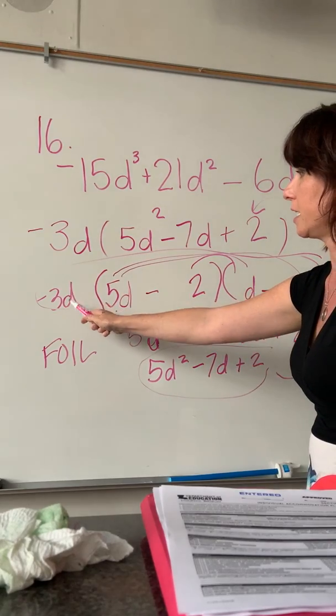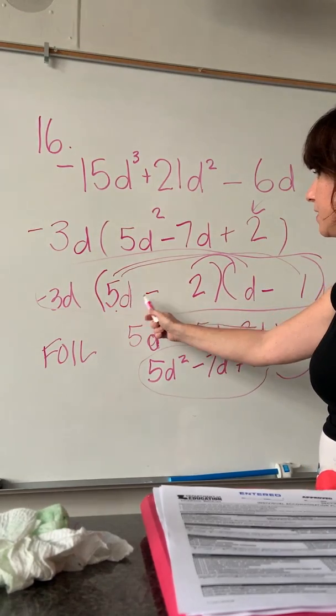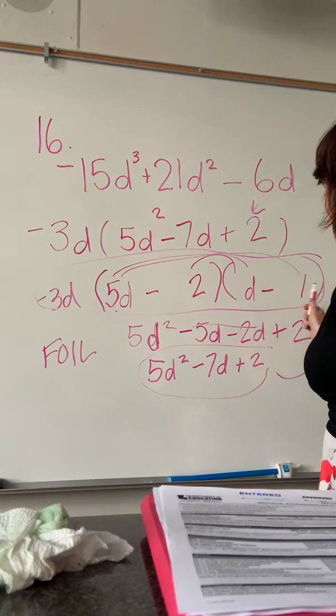So the answer is negative 3d, and in parentheses, 5d minus 2, parentheses, d minus 1. The end.